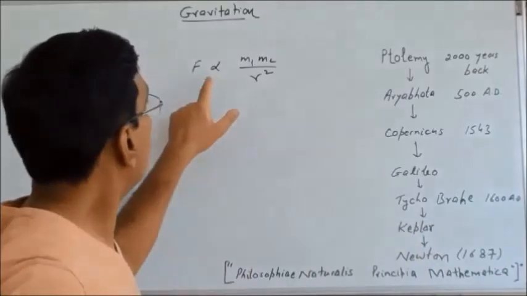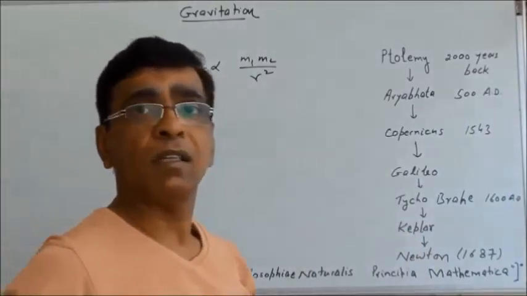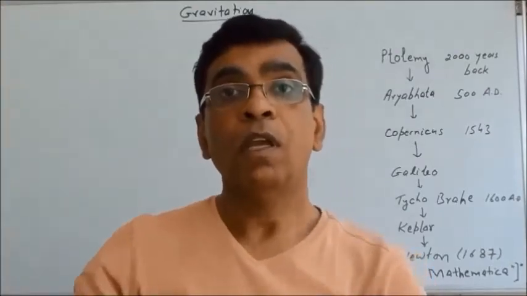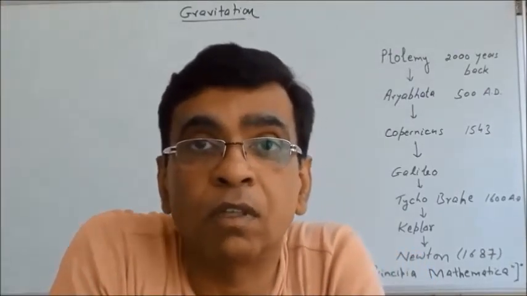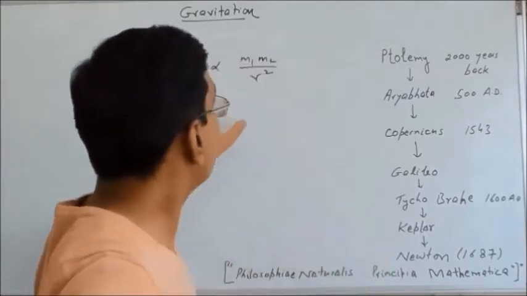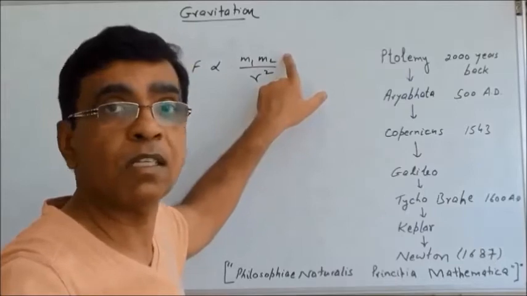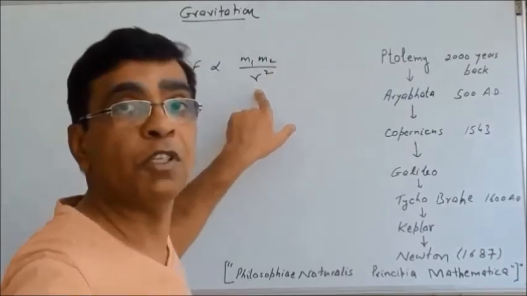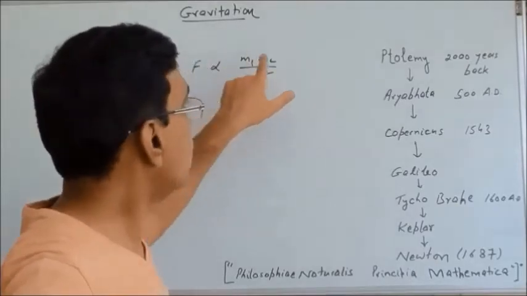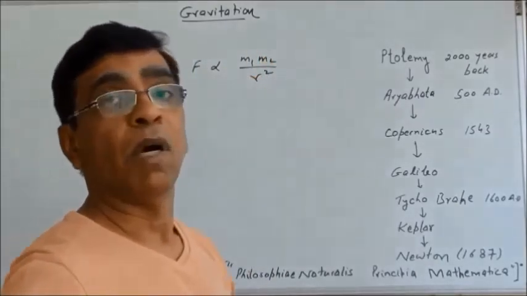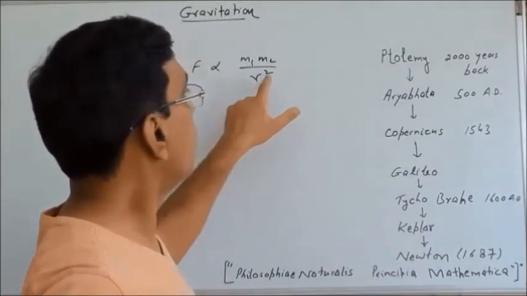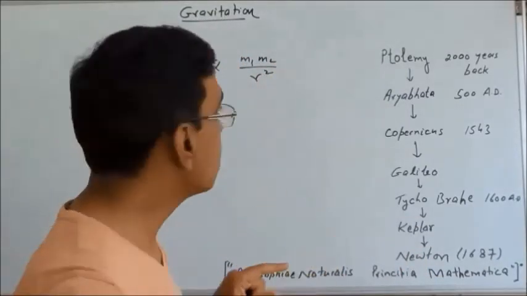What does it say? Every mass in the universe, not just Earth and Sun, every mass in the universe attracts every other mass with a force which is proportional to the product of masses and inversely proportional to the square of the distance between them. Proportional means if mass is more, the force is more. Inversely proportional means more distance, lesser force.